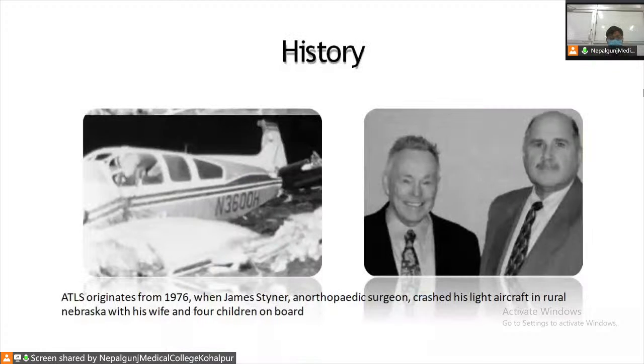Now, regarding the history, there is an orthopedic surgeon, James Tanner, who in 1976 had a crash in Nebraska, so that there was injury, including him, his wife and 4 children, and unfortunately, his wife died. But at that time, there was no hospital nearby, so he tried primary management so he could save his other 4 children.